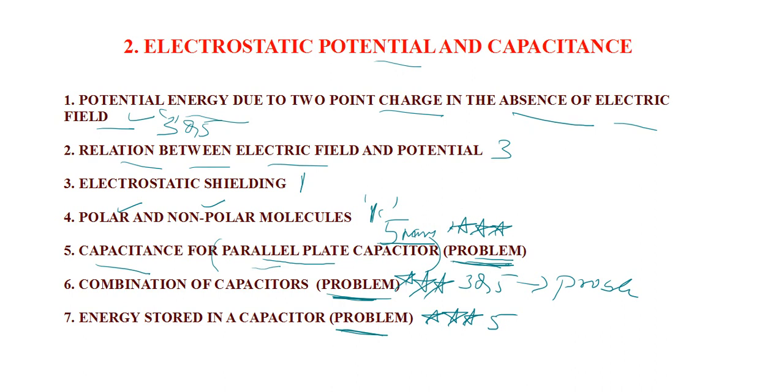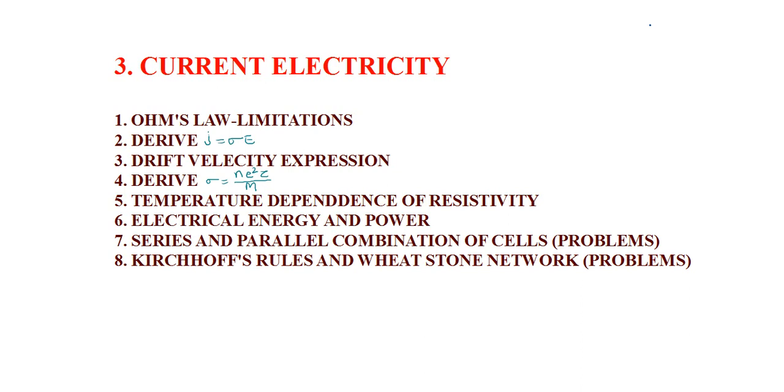Next, move on to current electricity. In current electricity, please read Ohm's law and its limitations. This is for 2 marks. Another important definition is J equals sigma into E, the relation between conductivity and electric field in vector form. So this is another important expression. And what is meant by drift velocity? This may be for 3 marks.